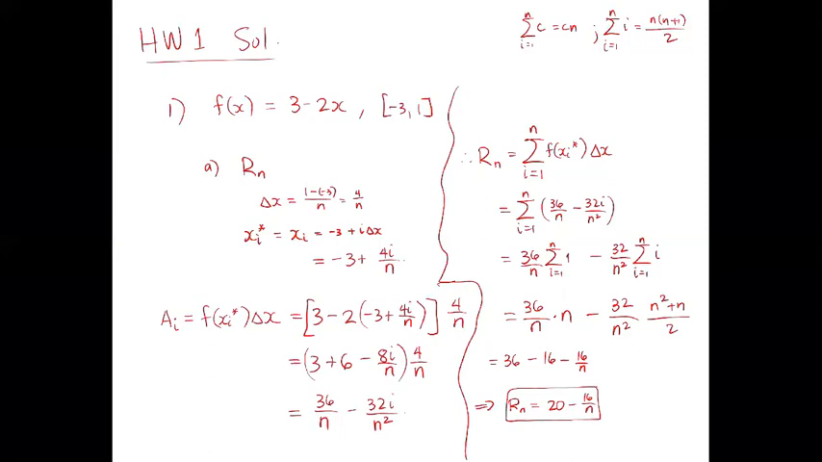That's for letter A. For letter B, we need Rn. We need the limit of Rn. Okay?